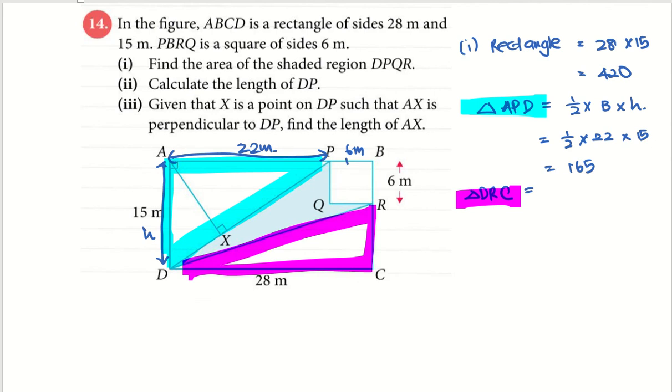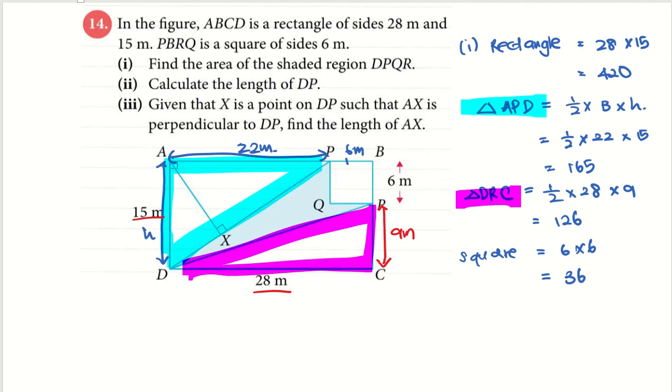Same goes. If this is 15, we can easily find this height to be 9 meter. And this is going to be the base. Put into your formula for area of triangle, half times base times height. That will give you an area of 126. Last but not least, you find the area for the square, which is just 6 times 6 to give you 36.